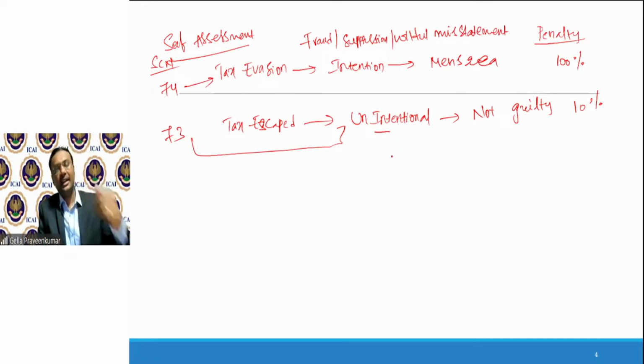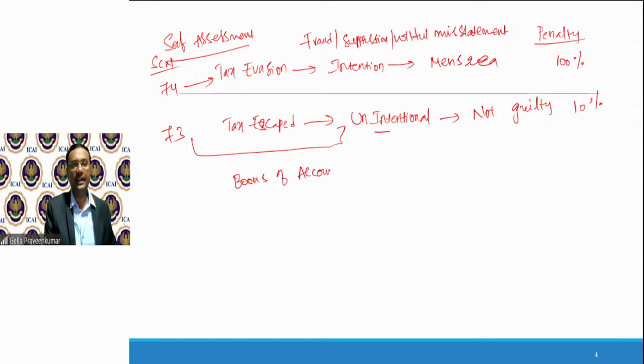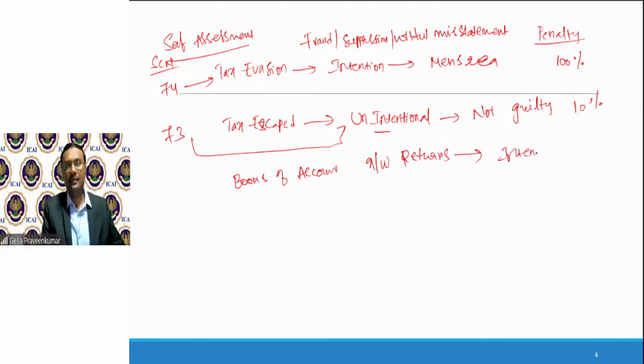These are the reasons where my penalty provisions are applicable. Now, when we talk about these aspects, my books of accounts read with returns will help us to prove whether there is an intent to evade or an unintentional error.